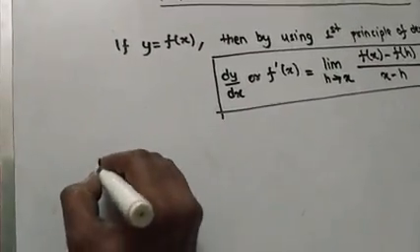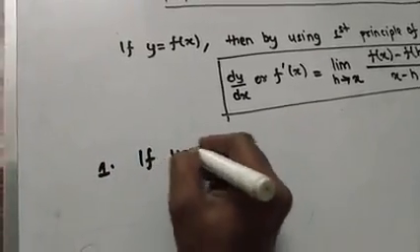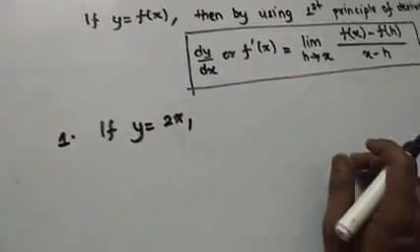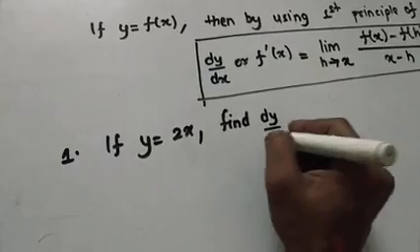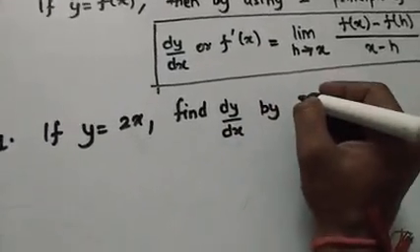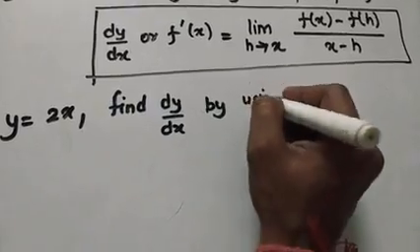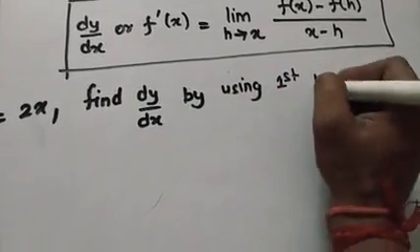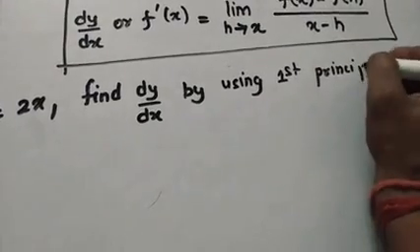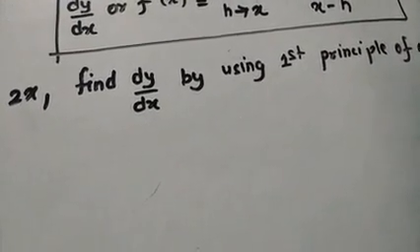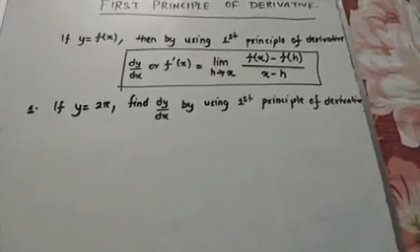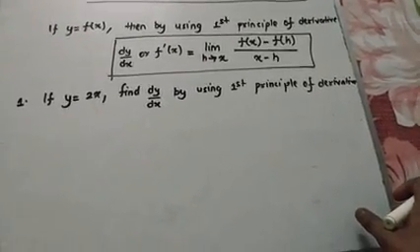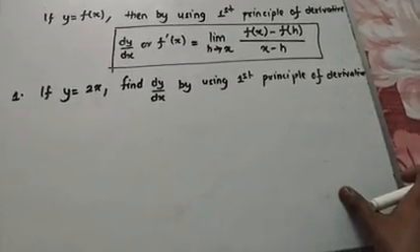So question number 1: a function is given to you, y equals 2x, and you have to find dy by dx by using the first principle of derivative. So y equals 2x is given to you, and we have to find dy by dx by using the first principle of derivative. So let's start.